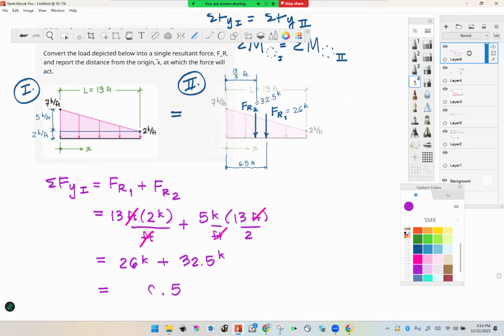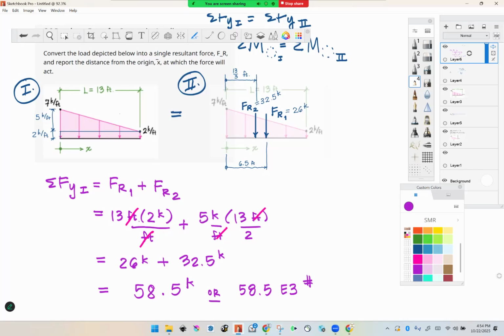6 and 2 is 8. 2 and 3 is 5. So it should be 58.5 kips. And a kip is 1,000 pounds. So that can also be expressed as 58.5 E3 pounds. If you wanted to do that conversion back from kips to pounds, it would look something like that.